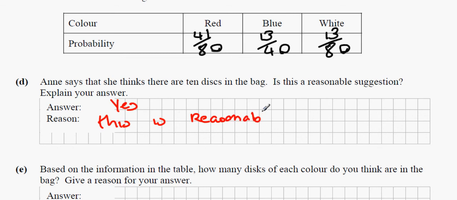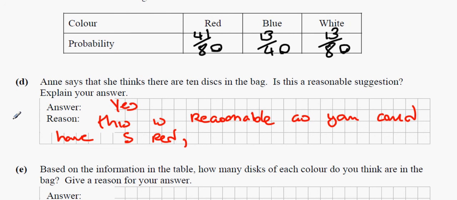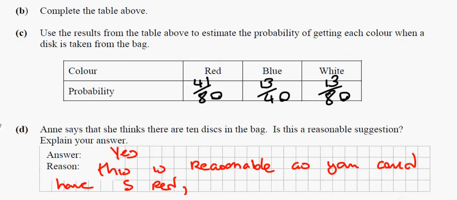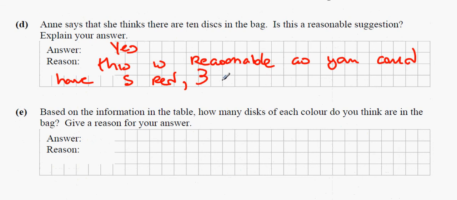as you could have 5 red, 3 blue, and 2 white. This could give similar results.